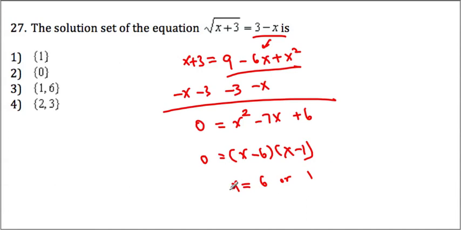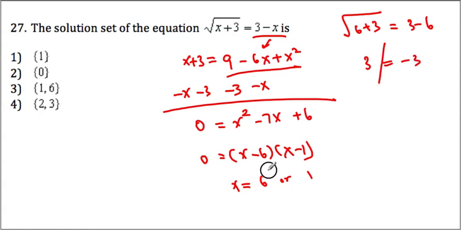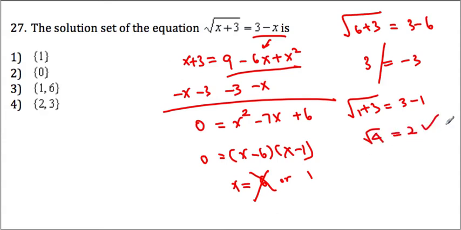Now let's try to check it out. If you plug in 6, square root of 6 plus 3, is that in fact equal to 3 minus 6? You see, on the left side, square root of 6 plus 3 becomes square root of 9, which is equal to 3, but on the right side we get negative 3. So 6 has to be rejected. How about 1? Square root of 1 plus 3, is that in fact equal to 3 minus 1? We get square root of 4, which is equal to 2, and that is correct. So 1 is our answer, which is choice 1.